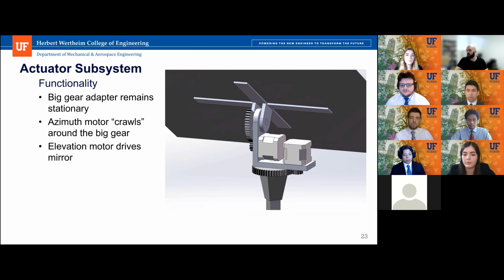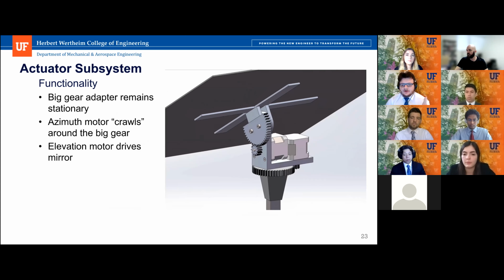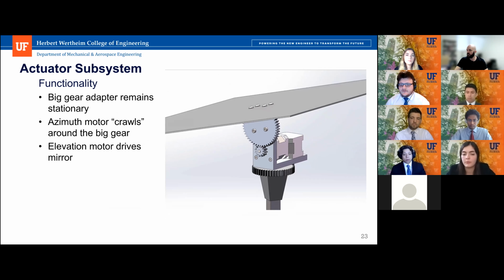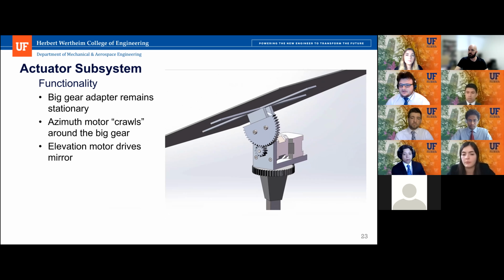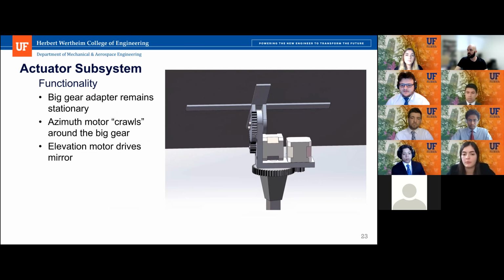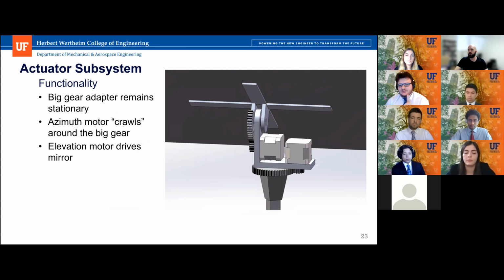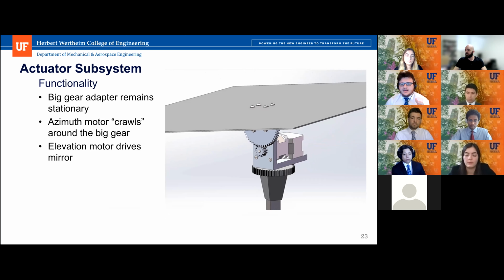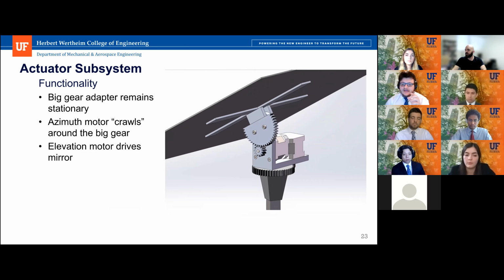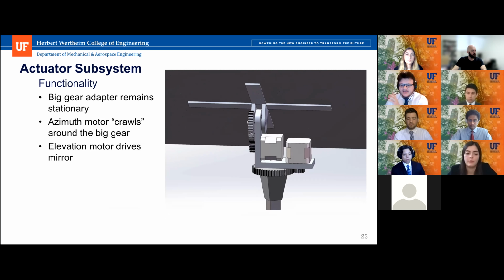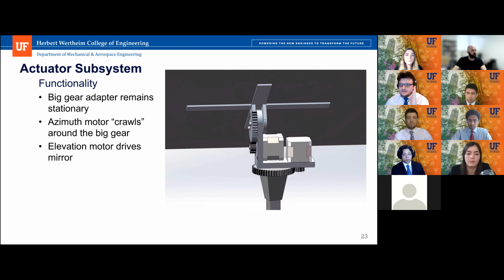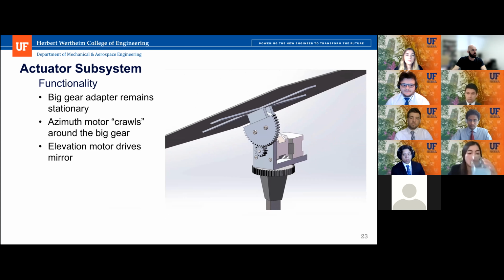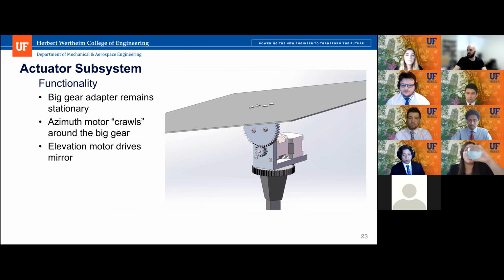You can see further, this is an actual animation of how our actuation system works. It can rotate 180 degrees about the large gear you can see there. The smaller motor actually crawls around the larger motor. The larger motor is stationary in order to make sure it's stable. And the smaller motor being placed away is what allows us to avoid the whole bending stress issue I mentioned earlier. We can further move on.